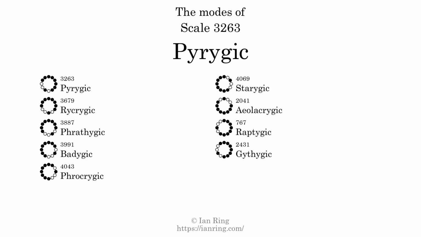The ninth and last mode is scale 2431, also known as Phrygian. It sounds like this.